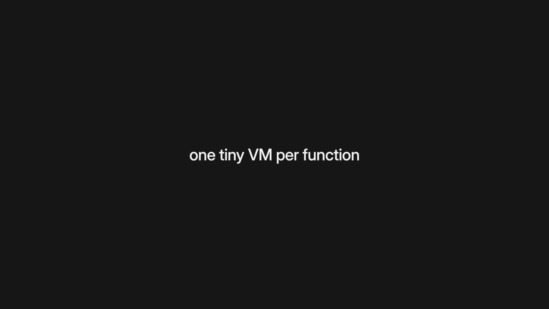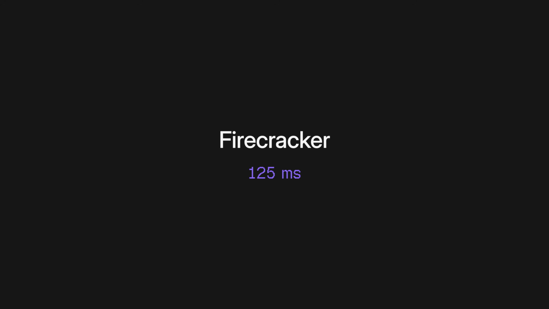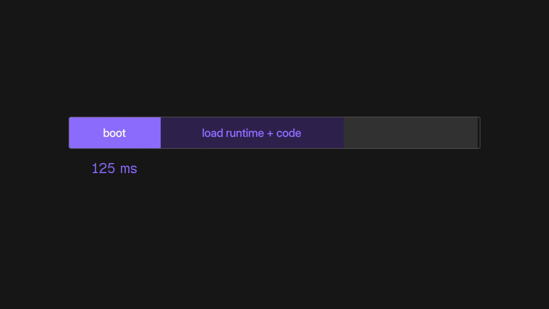Behind the scenes, each function runs inside a tiny virtual machine. To make this work, Amazon custom built a virtual machine monitor called Firecracker, which can spin up a new micro VM in just 125 milliseconds. When that first upload event triggers, Lambda initializes the environment, loads your runtime and code, and executes the handler.